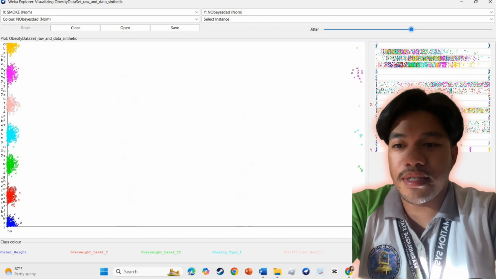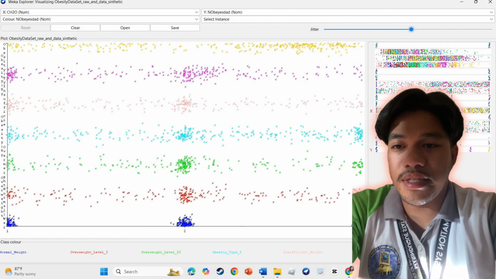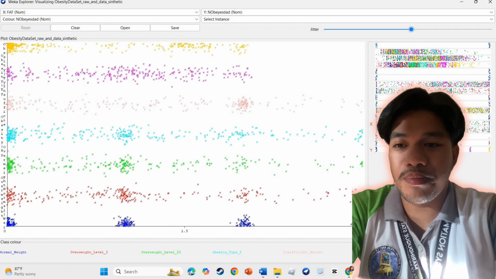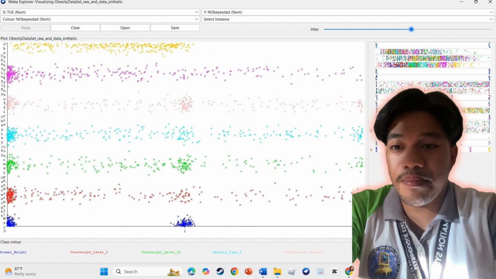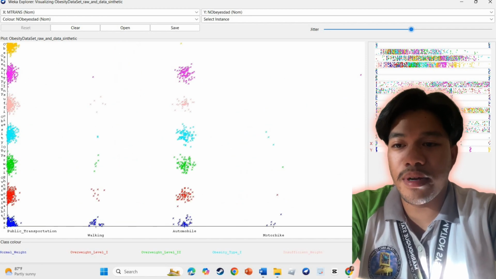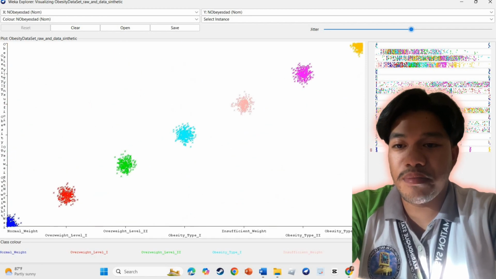Distribution across classes: each weight class forms distinct horizontal bands on the plot. This reflects how different categories are associated with particular ranges of weight and height. Overlap: there might be some overlap between categories like overweight level 1 and normal weight, indicating potential similarities in height among these groups.